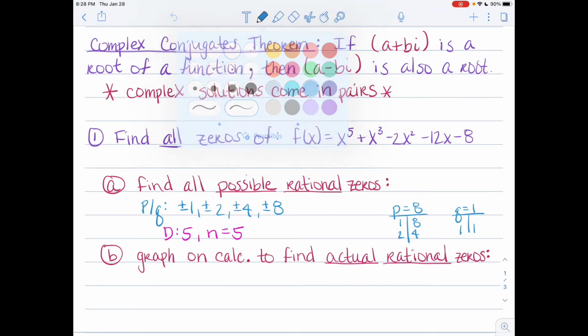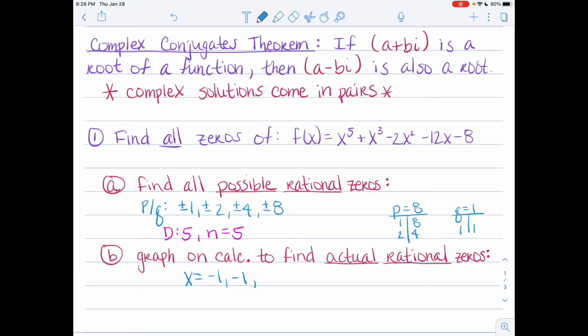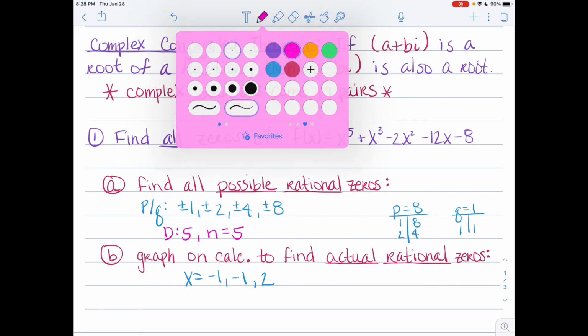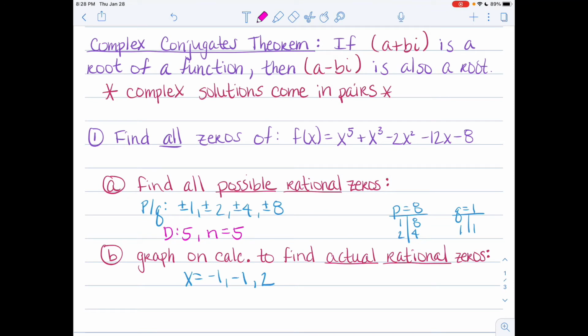We found out from the calculator that our actual zeros, our x's, are -1, another -1, so I'm going to write it a second time to remember that that was my bounce solution, and a 2. So we have 3 real solutions that we can physically see on our graph. That means that in order to equal 5 total, I must have 2 imaginary solutions.